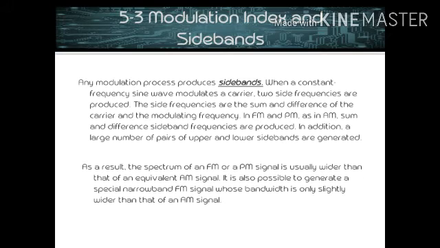As a result, the spectrum of an FM or a PM signal is usually wider than that of an equivalent AM signal. It is also possible to generate a special narrowband FM signal whose bandwidth is only slightly wider than that of an AM signal. In radio communications, a sideband is a band of frequencies higher than or lower than the carrier frequency that are the results of the modulation process. The sidebands comprise all the spectral components of the modulated signal except the carrier. All forms of modulation produce sidebands.